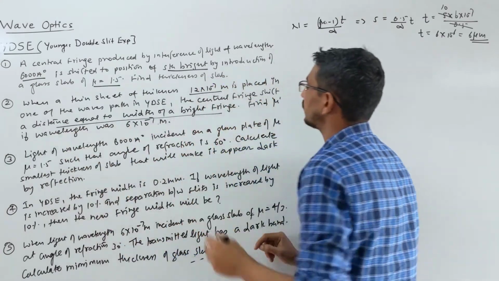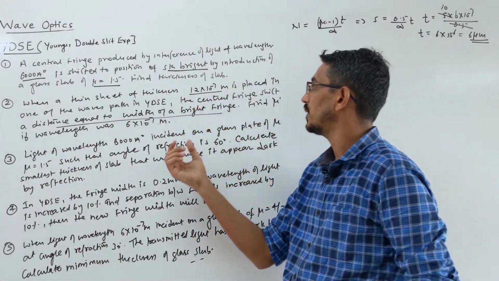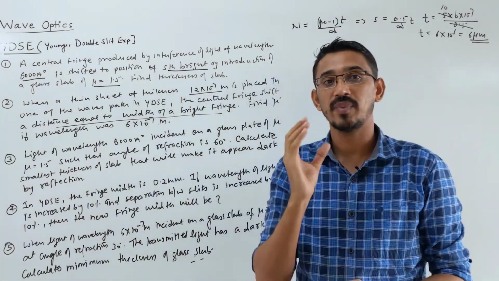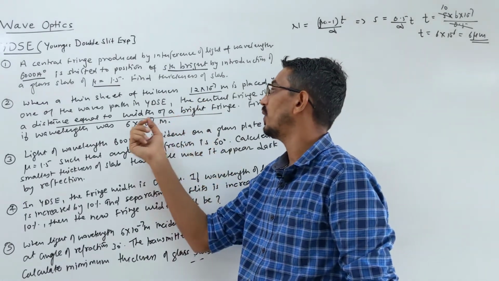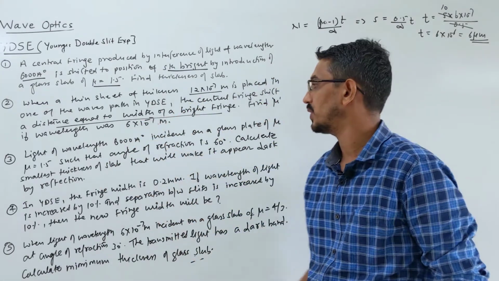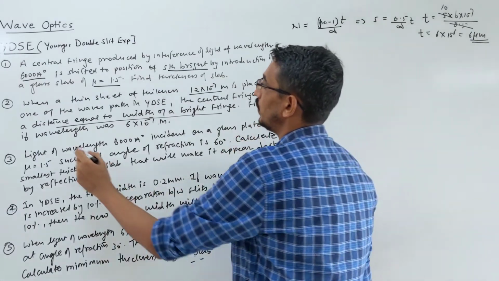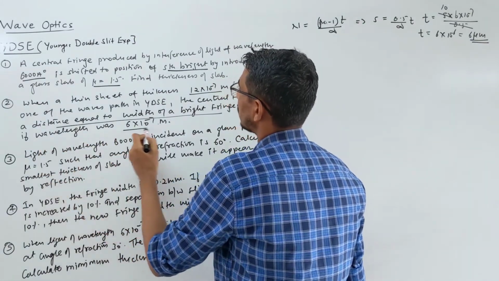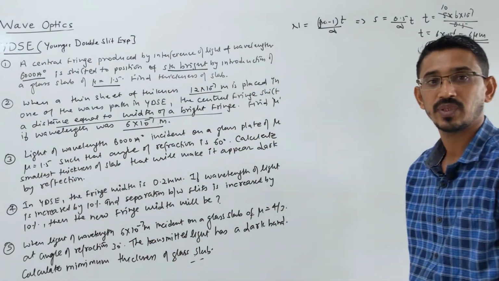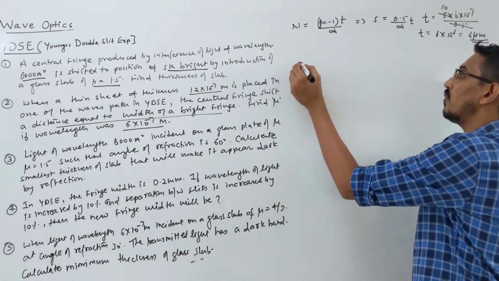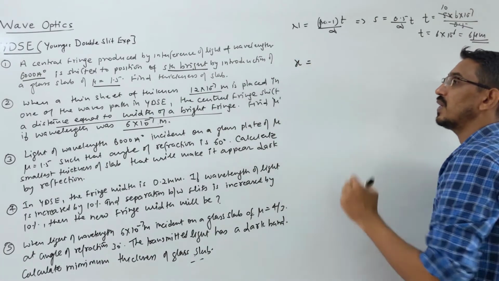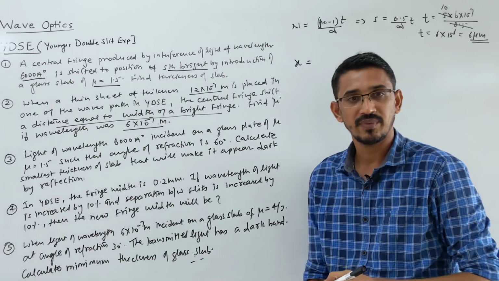Look here, understand this. They said when we introduce this sheet, the central fringe is shifting by an amount equal to the fringe width of any one fringe. Find mu if the wavelength is 6 into 10 power minus 7. So first, by what amount will the central fringe shift when you do this? This I want to answer.